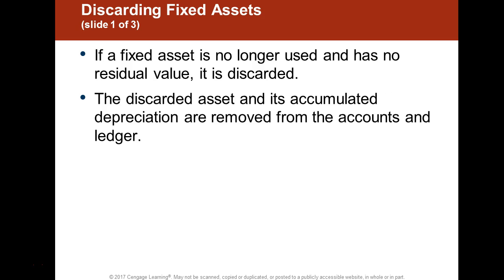And when an asset is being discarded, you have to record the book value. Again, the book value of that asset is going to be the asset's cost minus its accumulated depreciation. And you're going to compare that with if you sell it. So if you take the book value and you sold it, the difference between the sales price and the book value is going to be your gain or loss.